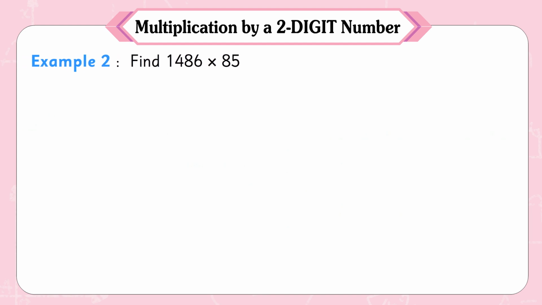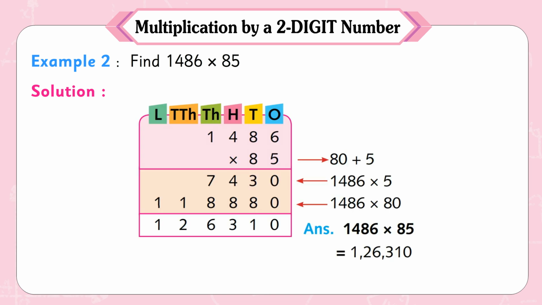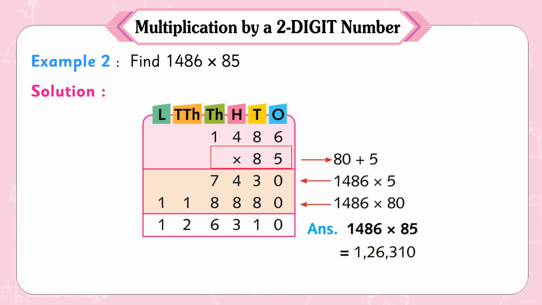Answer. 428 into 49 is equal to 20,972. Example 2. Find 1,486 into 85. Solution. 1,486 into 85. 85 is 80 plus 5. 1,486 into 5 is 7,430. 1,486 into 80 is 1,18,880. The sum is 1,26,310.